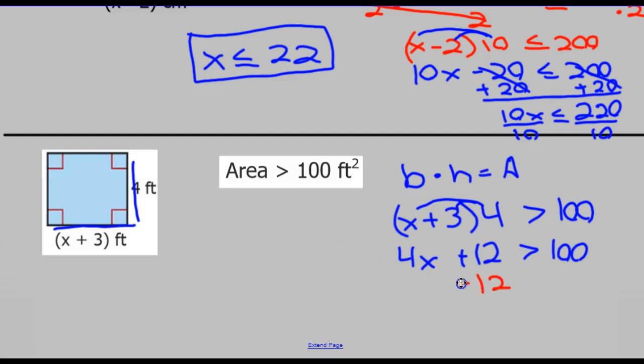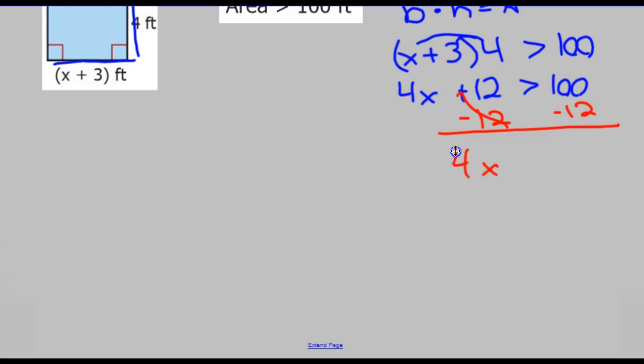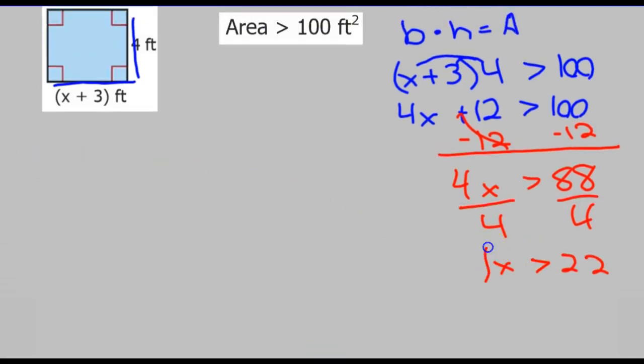Subtract 12. So we have 4x is greater than 100 minus 12, which is 88. Divide by 4. And x equals, not equals, sorry. X is greater than 88 divided by 4, which is 22. So that means that x in this problem on our base could be anything that is greater than 22, and it would work.